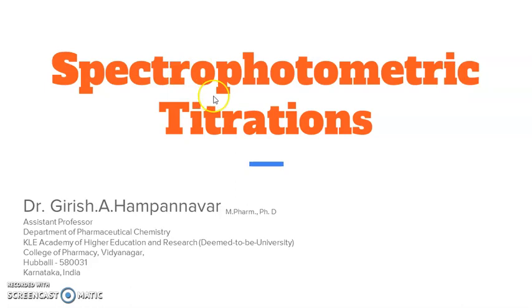This topic mainly covers the introduction about the spectrophotometric titrations, the shape of the spectrophotometric titration curves, advantages of spectrophotometric titrations, what are the methods that are used to calculate the concentration of either a single component or a multi-component mixtures, and lastly we will be discussing the applications of visible spectroscopy.